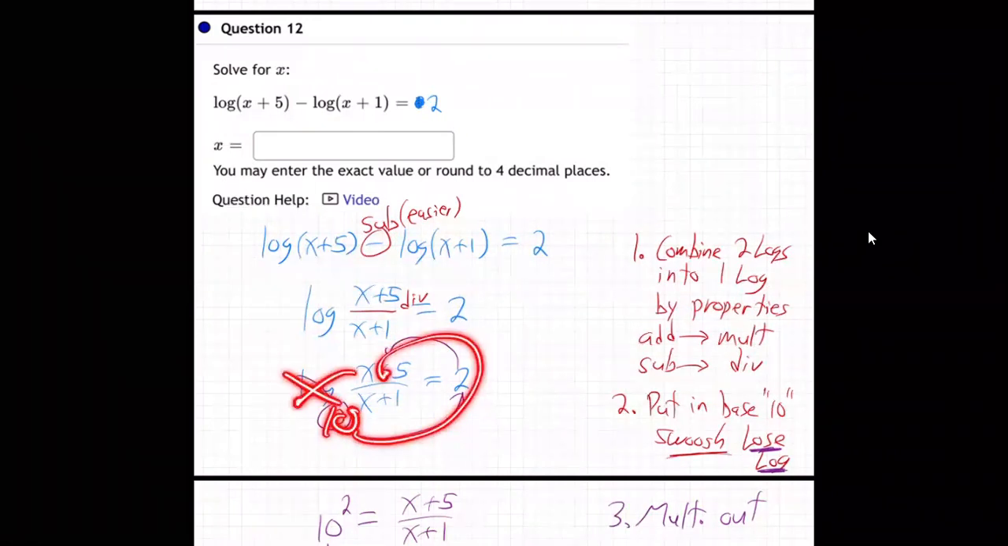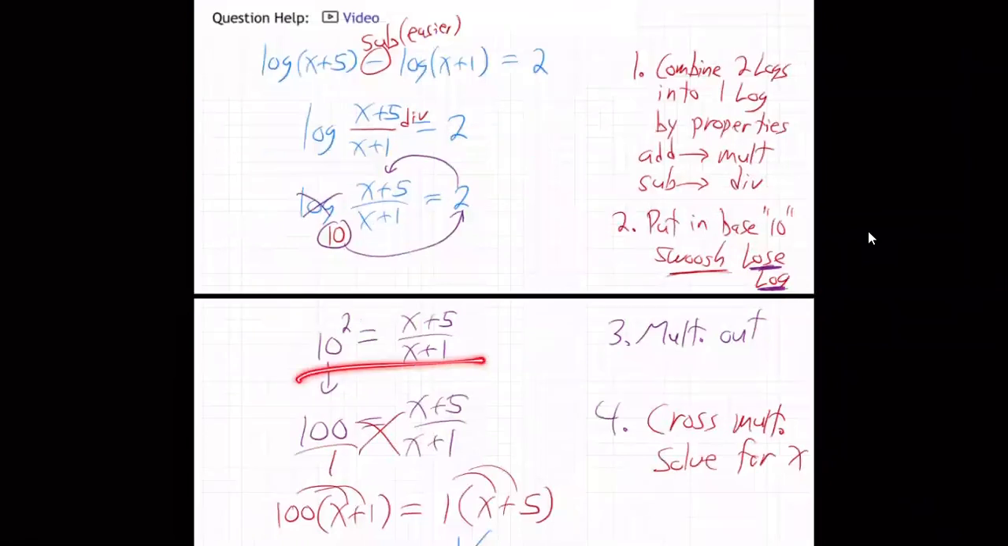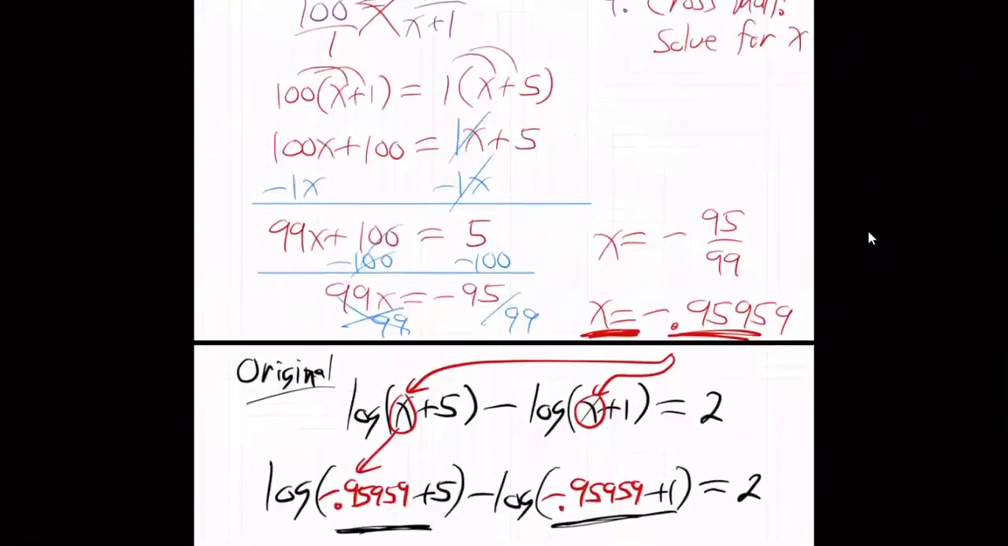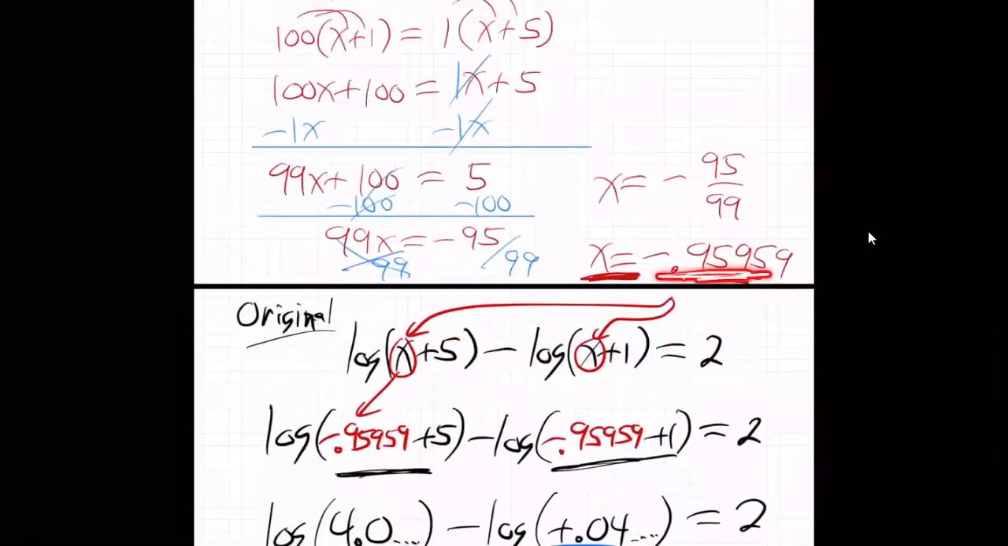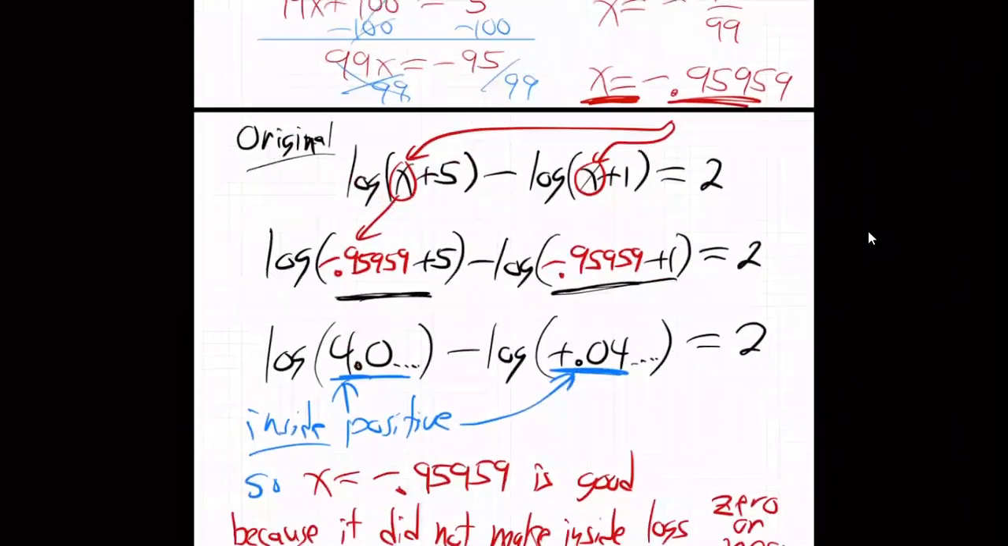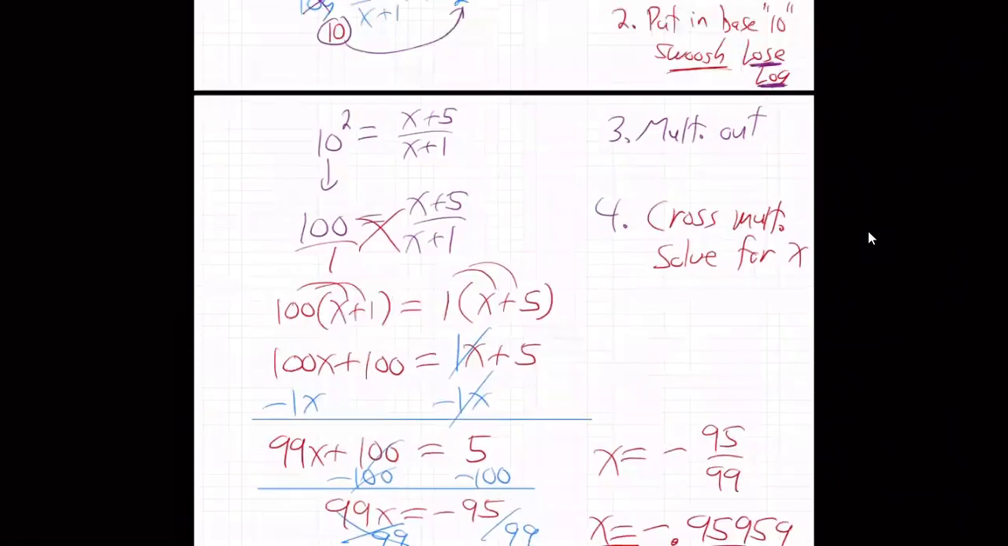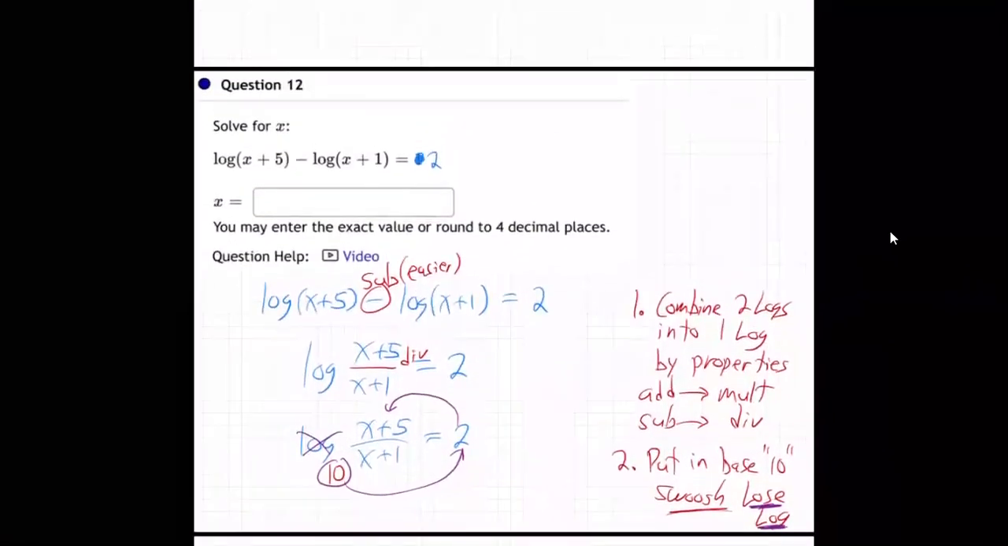That changes from log form to exponential. So we get 10 to the second is this, and 10 to the second is 100. And then you just put that over 1, cross multiply, distribute, get the x terms on one side, and solve for x. There it is, there's x. And it turns out that we keep that negative answer as acceptable because, plugged in, the insides of the logs still remain positive. So that's a valid answer. And there we go.